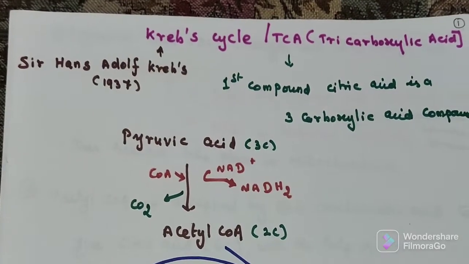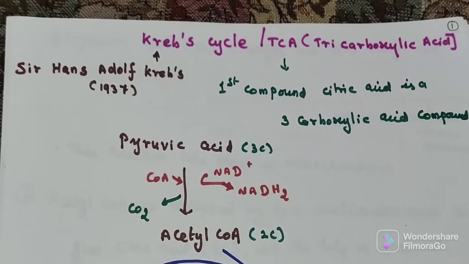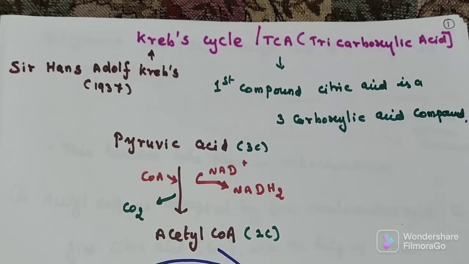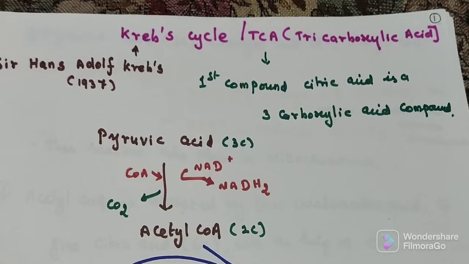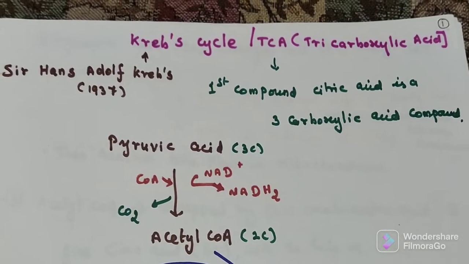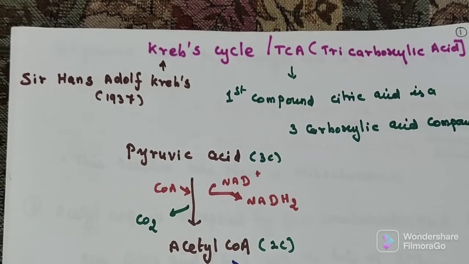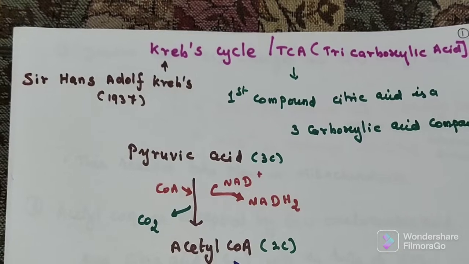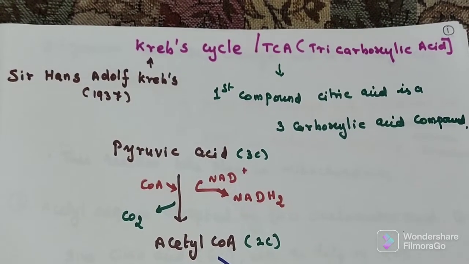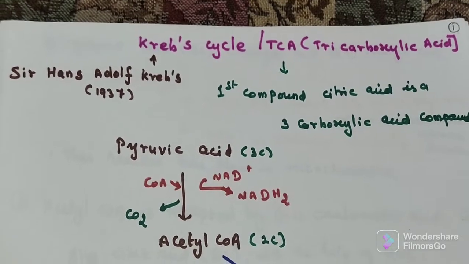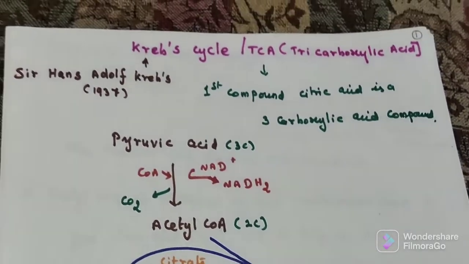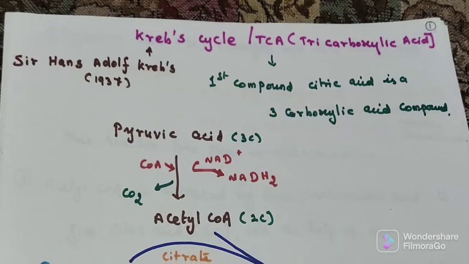Today's topic of discussion is the Krebs cycle. The Krebs cycle is also called the TCA cycle or citric acid cycle. It is named after the scientist, which is why it has the name Krebs cycle. It has 3 carboxylic acid components. The first component is citric acid. So it has 3 different names.